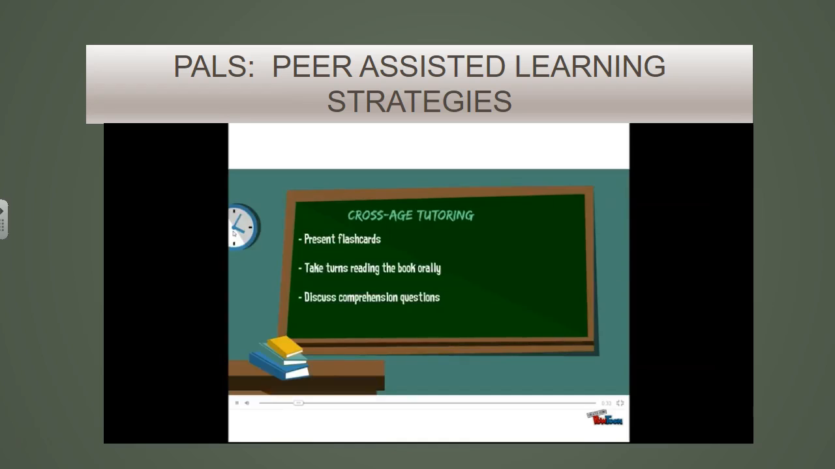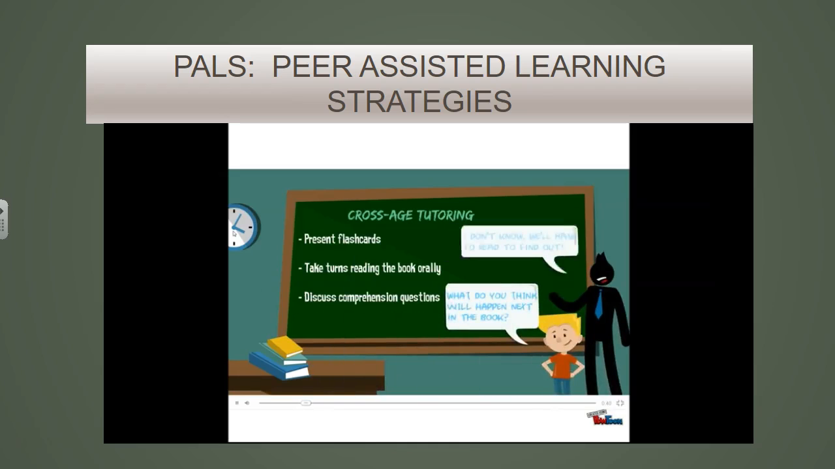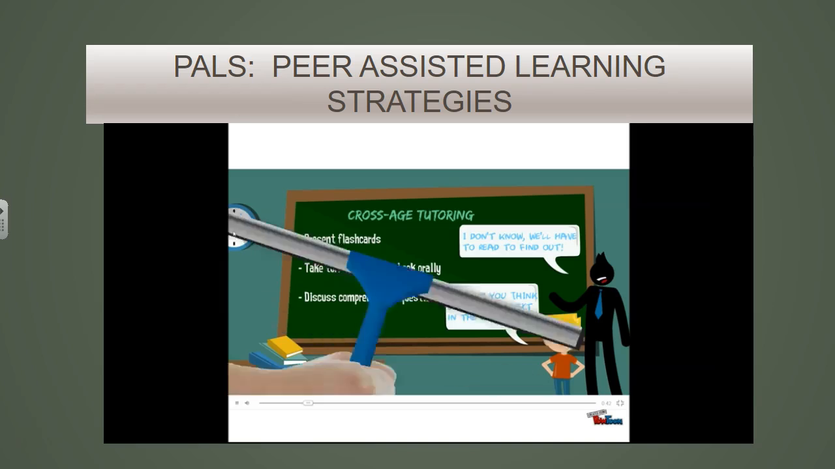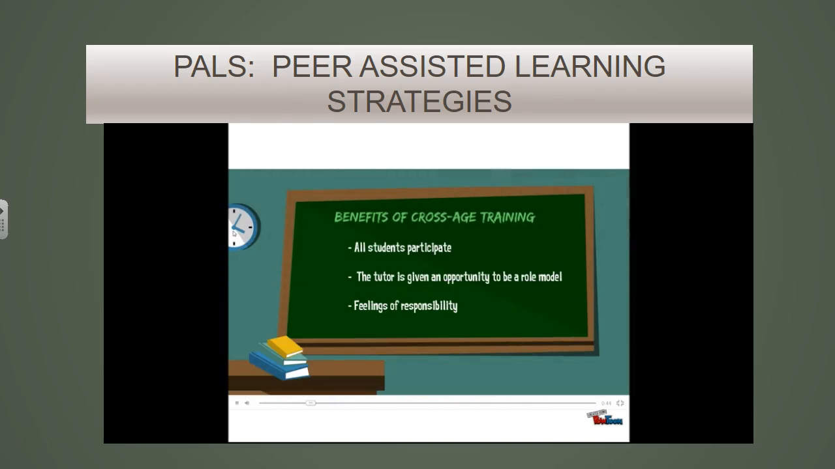They would also think of 6 comprehension questions to accompany the text. Now that they have their reading buddy with them, they present the flashcards, read the word, and then use it in a sentence to help them discover the meaning. They take turns reading the book orally and then discuss the comprehension questions.